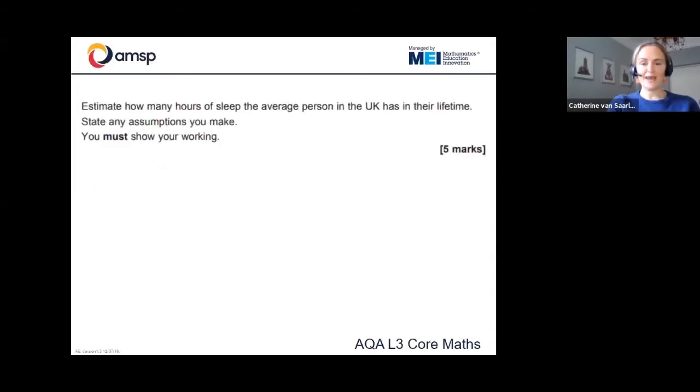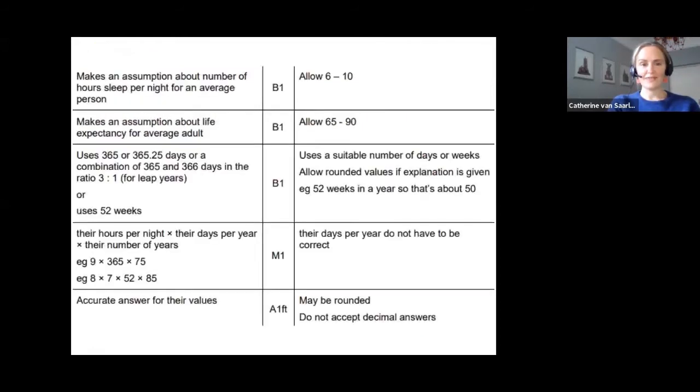So this is from AQA. So again, I would just pause the video, have a go, perhaps reflect on how you think you could get 5 marks from this question. And now I'm going to advance the slide and show you the mark scheme for this. So you should be able to see that quite a lot of the marks are coming from assumptions that you're making, and there's a range of different answers that are acceptable.